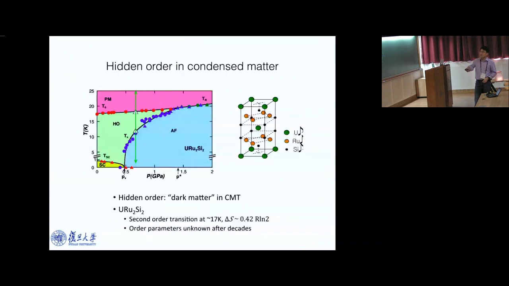There are lots of proposals for the nature of the hidden order, but it's not really understood. Most likely, this hidden order is some kind of multipolar order of electrons. So electronic multipolar orders which hybridize with local moments in some complicated way, and conventional probes do not couple to that.